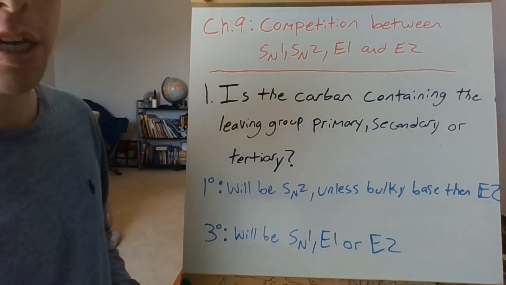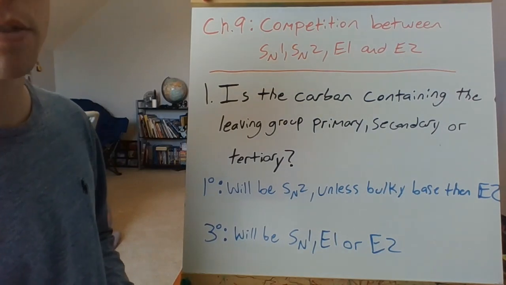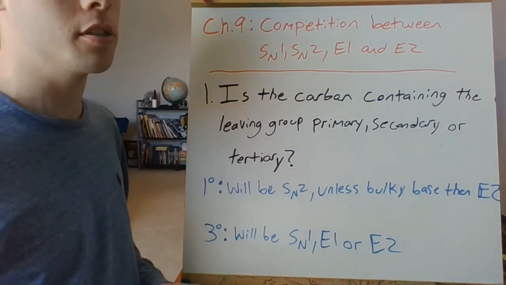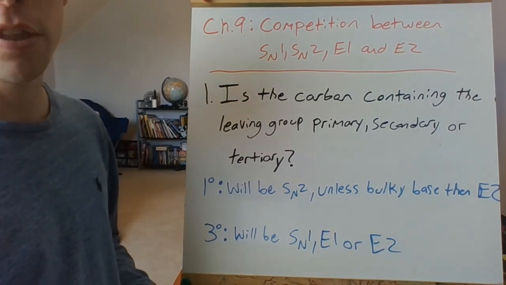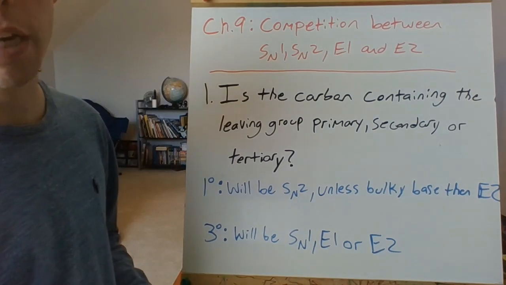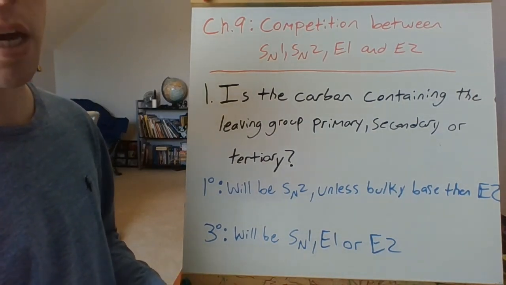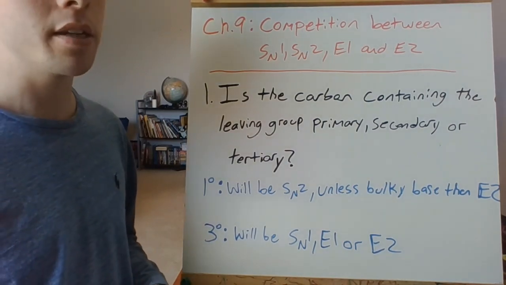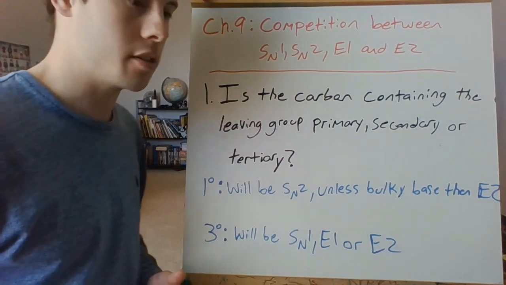Alright, so let's start chapter 9. Chapter 9 talks about competition between SN1, SN2, E1, and E2 reactions, which we've already been talking about some. The sheet that I handed out right before spring break, and sent out in an email a few days ago, describes how we would decide which of these mechanisms is taking place. But let's dive a little bit deeper as to why these things occur.